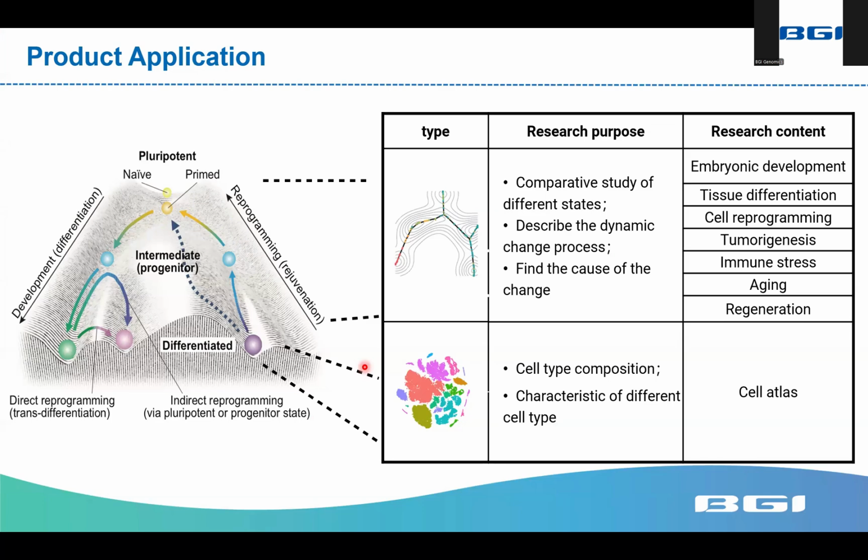We can use the single-cell sequencing data for many kinds of research because single-cell sequencing can help clarify the cell type composition and characteristics of different cell types. This is the so-called cell atlas. We can also conduct a comparative analysis of different states and describe the dynamic change process. Also, we could then find the causes of these changes. And this idea can be used in embryonic development, tissue differentiation, cell reprogramming, tumorigenesis, immune stress, aging, and regeneration.